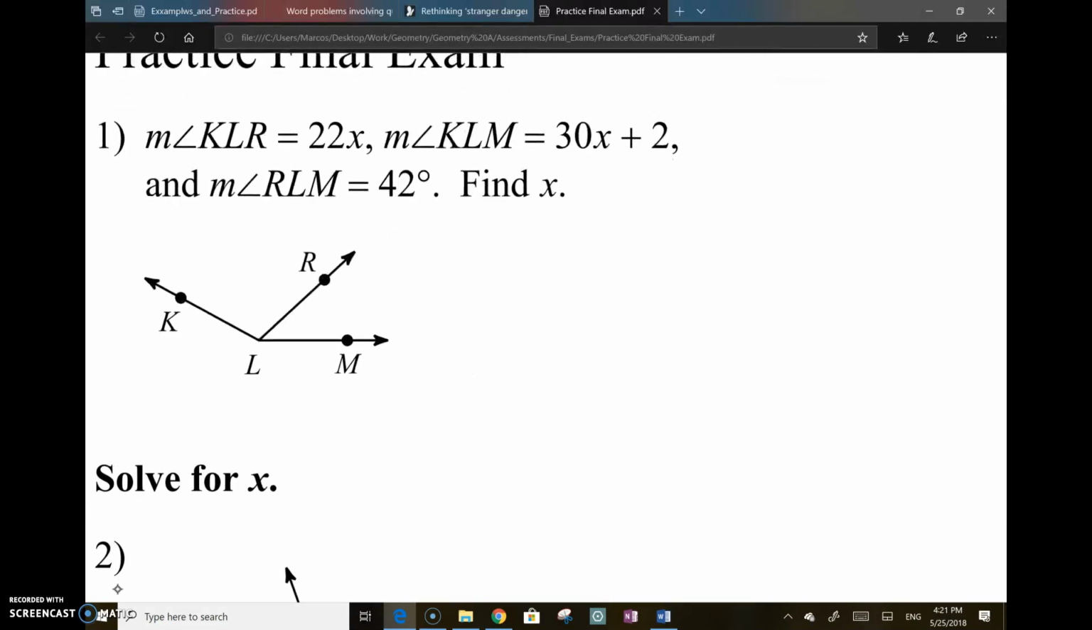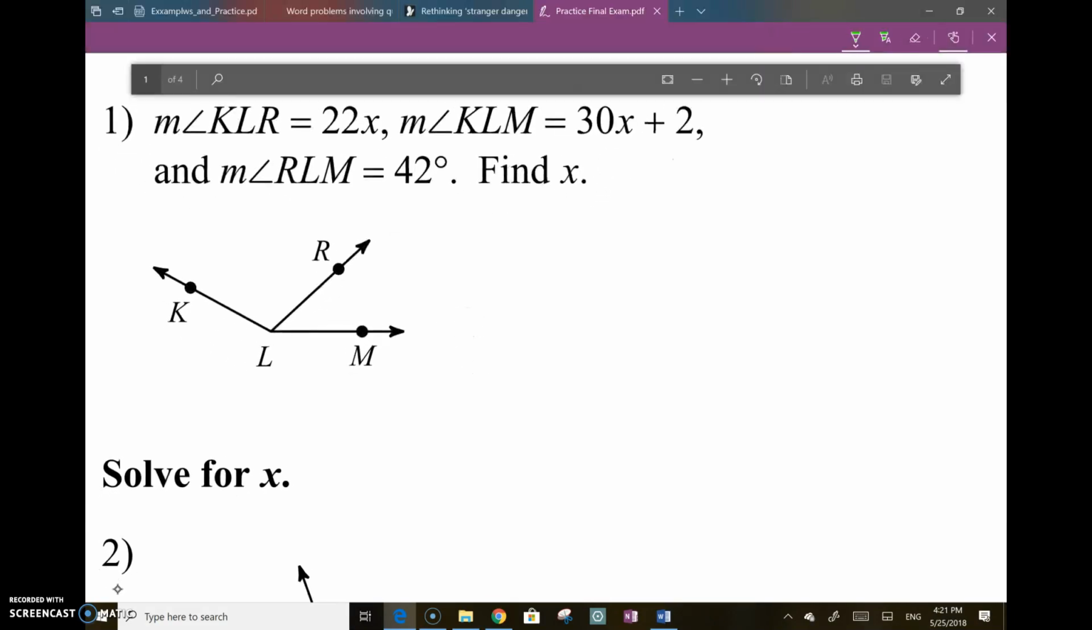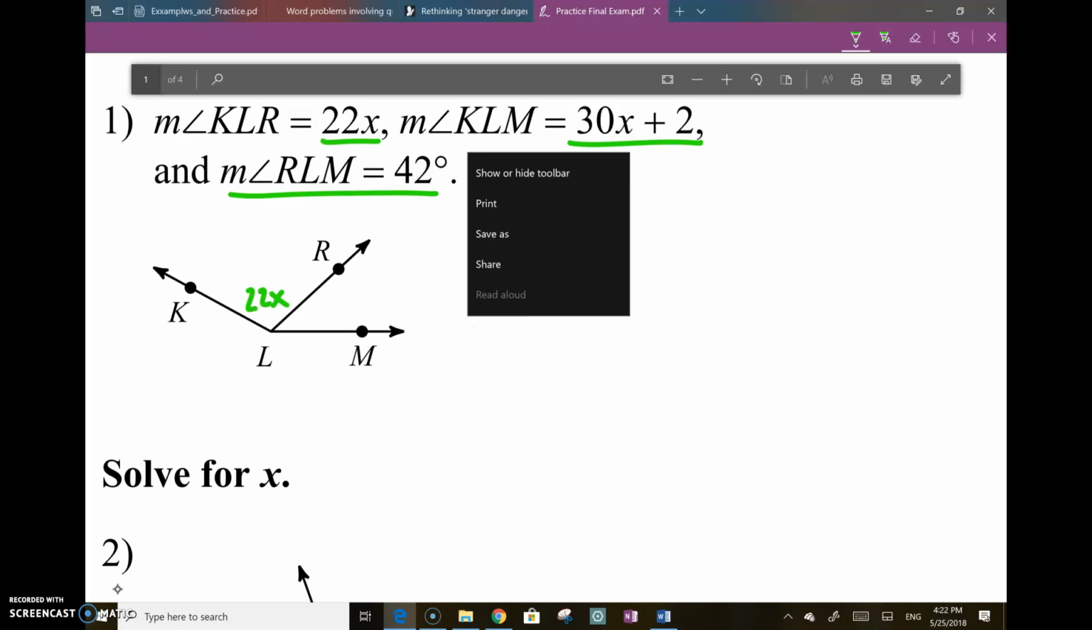In this question, we can see that we have an angle that has been divided by ray LR. There is some information over here that is definitely noteworthy, so I'm going to underline it, and we can mark it after that. I'd like to transfer the information into the diagram itself, so it's easier to see what's going on. The measurement of angle KLR is 22x. That would be this angle right over here, so I'll put 22x right there.